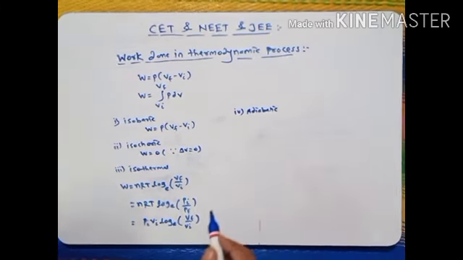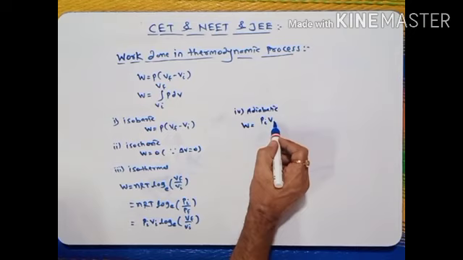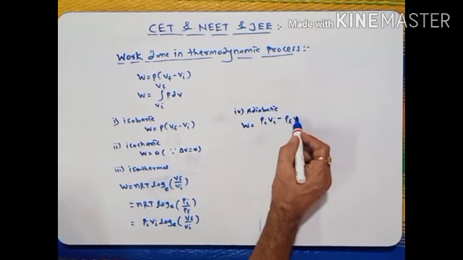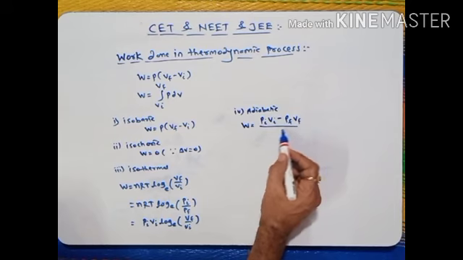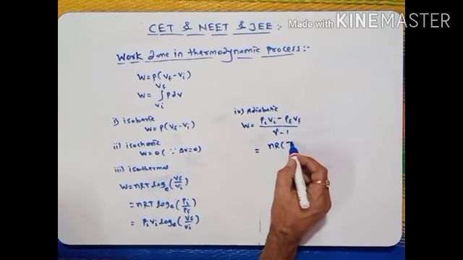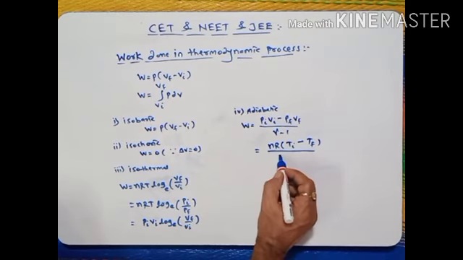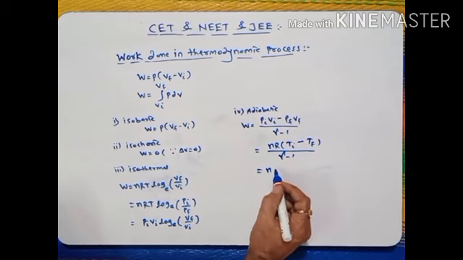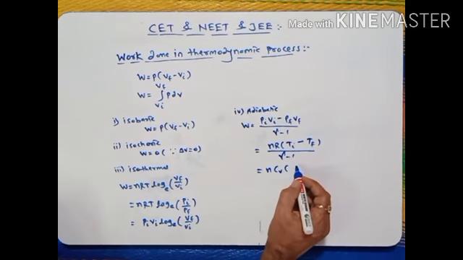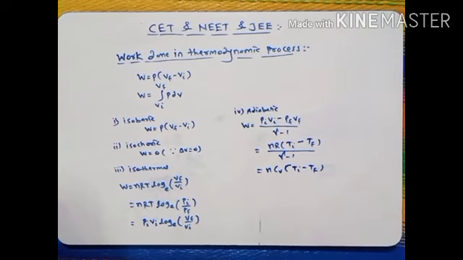Now for the fourth, we consider adiabatic. For adiabatic process we write here W is equal to Pi Vi minus Pf Vf upon gamma minus 1, or nR into Ti minus Tf upon gamma minus 1, which is equal to n Cv into Ti minus Tf. This is about the adiabatic process.